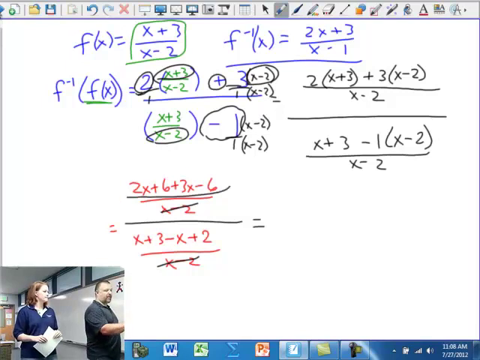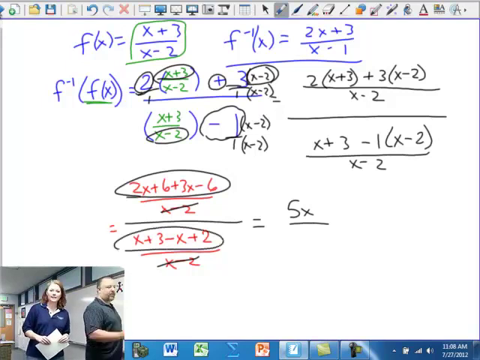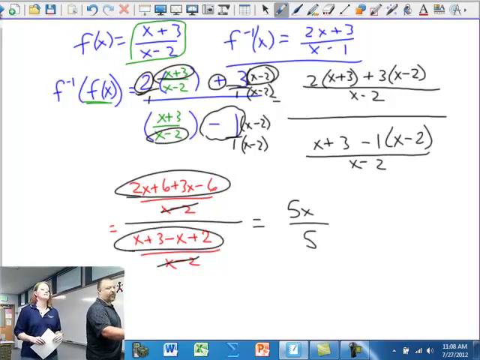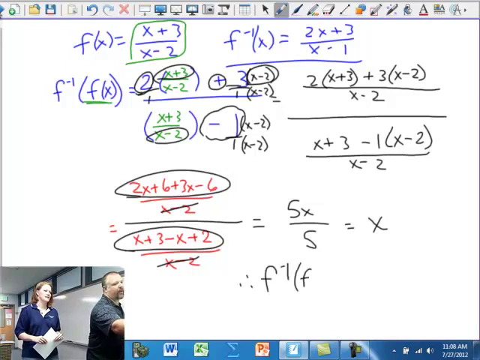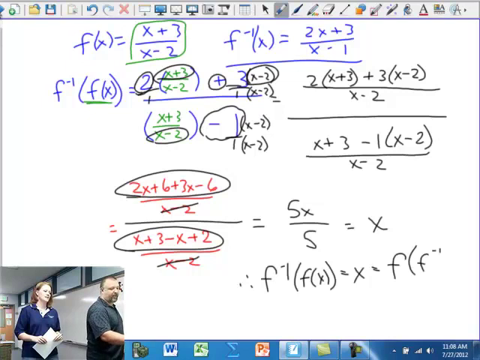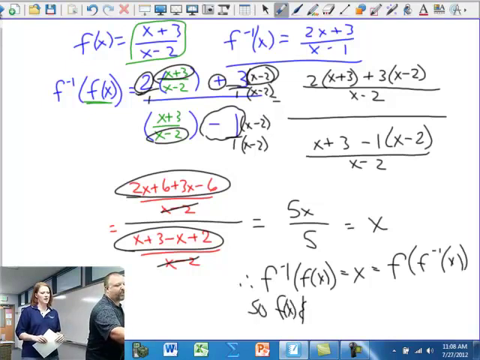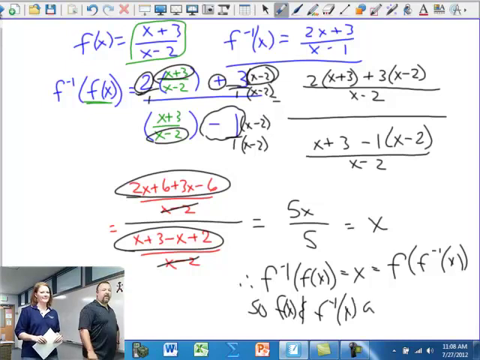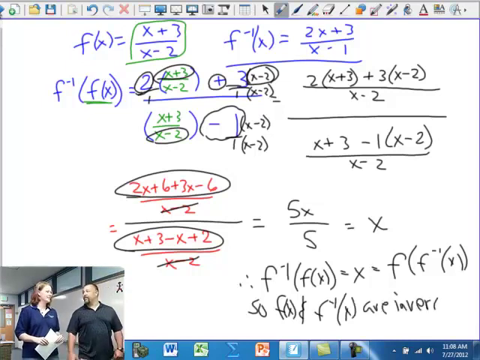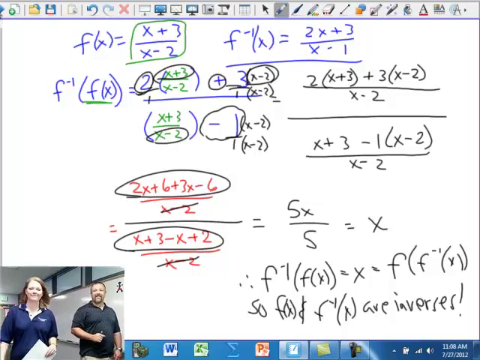And what does this make? That's going to make 5x. And what is this going to make? 5. And what is 5x over 5? It's x. So, therefore, f inverse of f of x equaled x, which was also f of f inverse of x. So, f of x and f inverse of x are inverses. Yes! We're done.